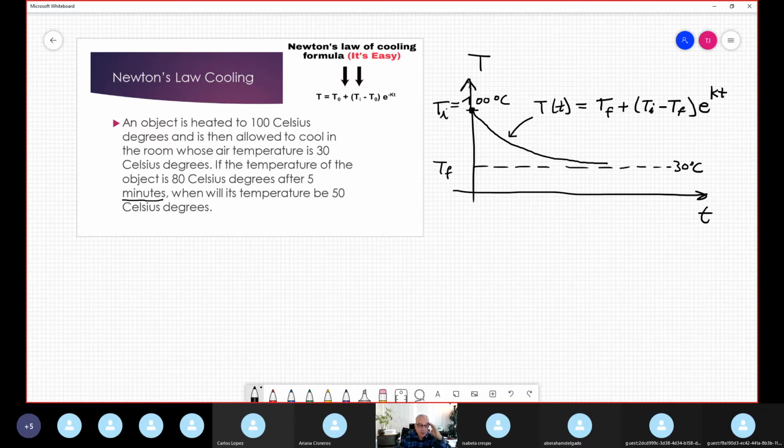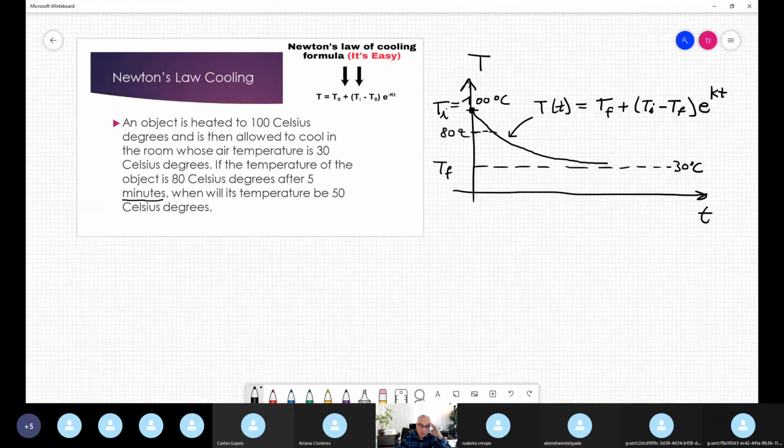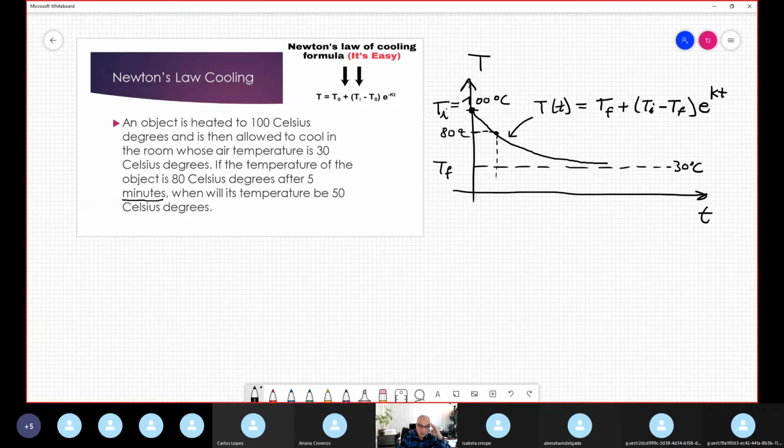If the temperature of the object is 80, so in one intermediate value, 80, I suppose that this is condition 1. Always we need condition 1. This is condition 0, the initial. This is condition 1, in which I have whole information. The temperature is 80 at 5 minutes.